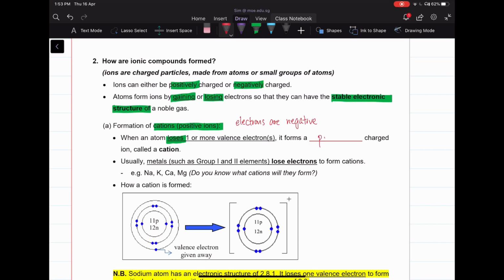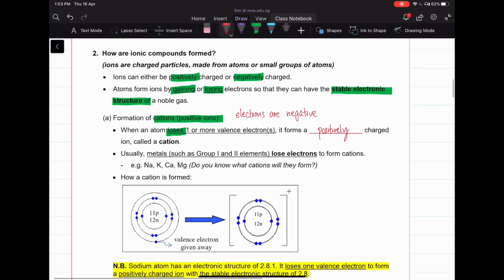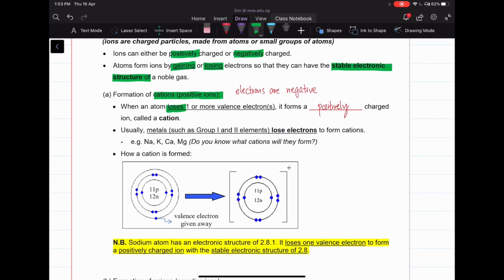So this means that you form a more positively charged ion. For every 1 electron that you lose, you get 1 plus charge. For 2 electrons you lose, you get 2 plus, and so on. Most of the time, it is the metallic elements that will lose electrons. Usually metals will lose electrons to form cations if they are reacting. I repeat, if they are reacting.